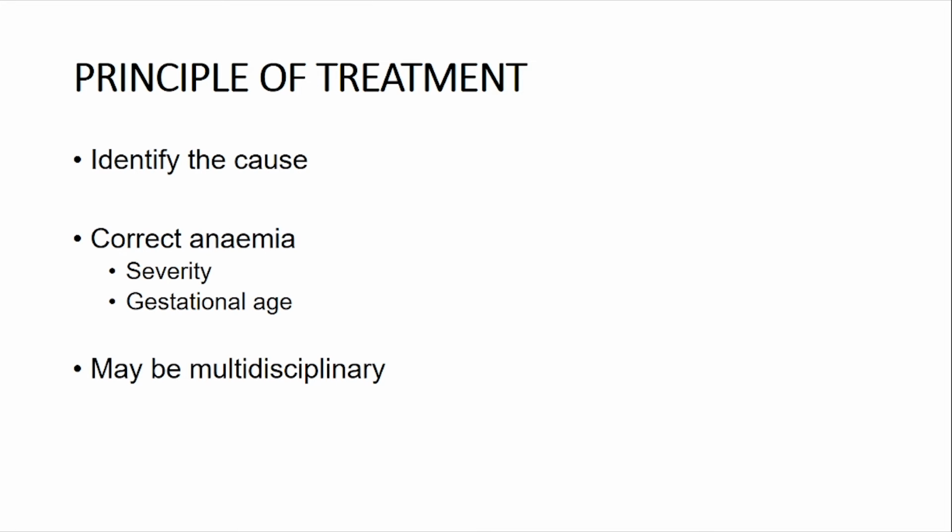What are the principles of treatment? The principles of treatment of anemia in pregnancy will include to identify the cause of the anemia and to correct the anemia, which will depend on the severity of the anemia and the gestational age at which the anemia is diagnosed. And we should know that treatment of anemia in pregnancy may also be multidisciplinary. The objective of the treatment is to correct anemia before term and before the onset of labor. And whatever cause is found after investigation, one will need to treat it.